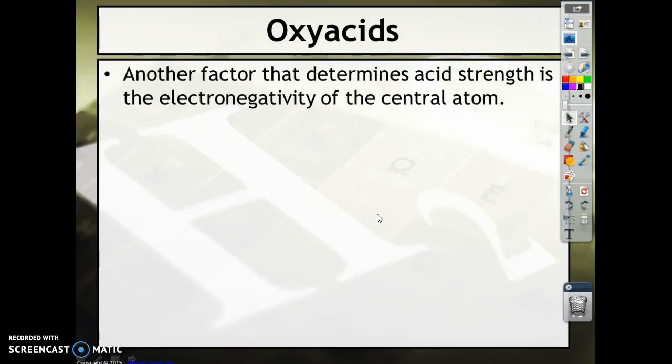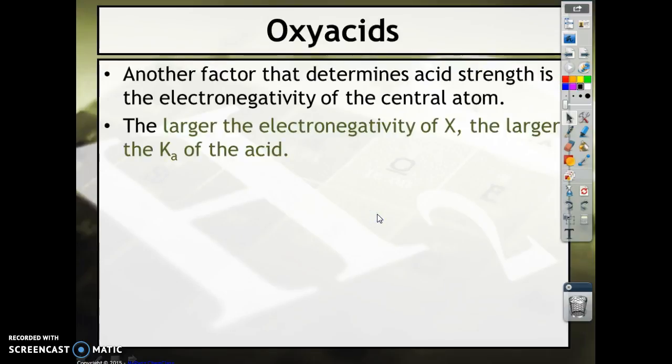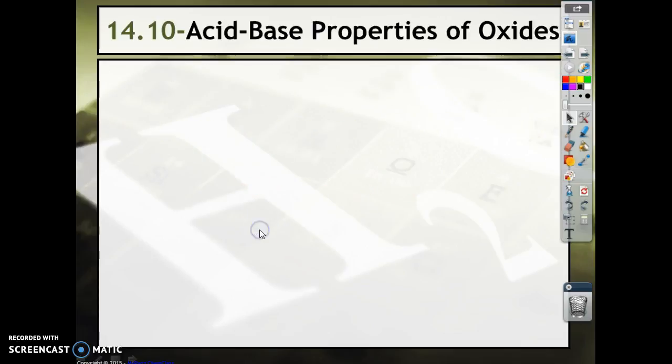Something else that determines the strength is how electronegative our central atom is. So let's say we have F in the middle. Super electronegative, it's going to have a really strong Ka. But typically, whatever we have in the middle can directly affect our strength. Iodine is a little less electronegative than bromine, which is less electronegative than chlorine, so this one's going to be the strongest down to the weakest.